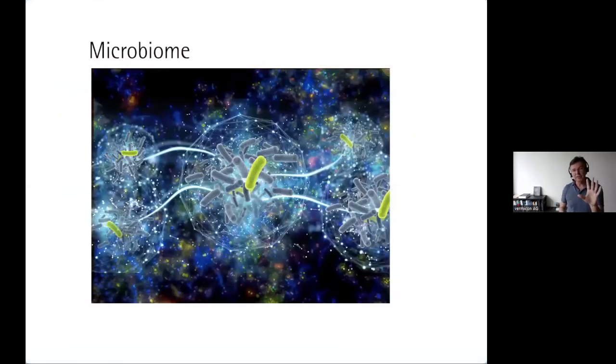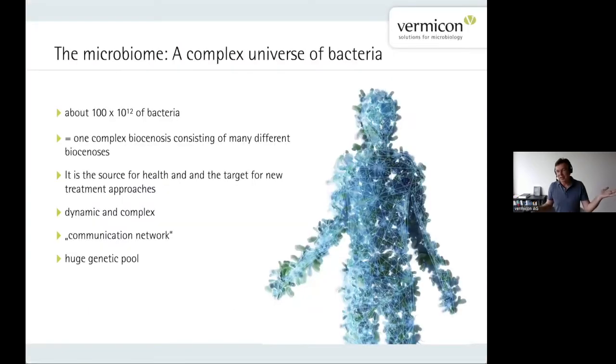And also what is really fascinating, we're doing a lot of work in the microbiome. This is really a wonderful network. Over the last 10, 15 years, we've learned so much about the microbiome, but we're still at the beginning. We know that the microbiome influences our health so much. We have about, I would say, 100 billion bacteria, so 10 times more than human cells, and this is one complex biocoenosis consisting of many different smaller biocoenoses. For example, in the mouth you have almost as many bacteria as there are people on the earth. It's dynamic, complex, a huge genetic pool.